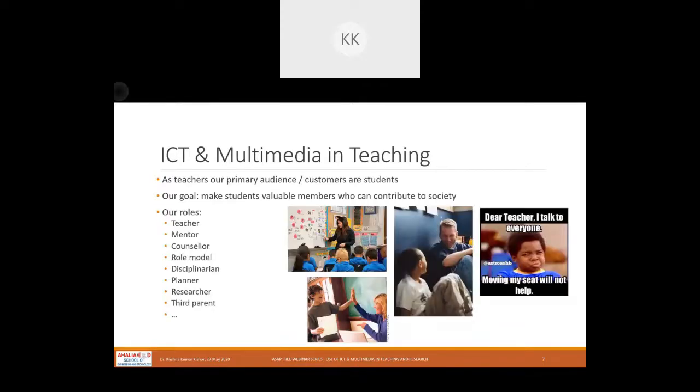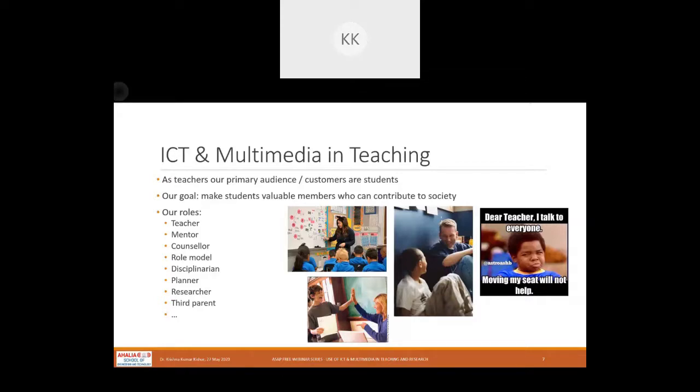And a teacher's role is varied. It's no longer simply teaching, and that's it, right? We have to be a mentor sometimes. We'll have to be a counselor at some points. We will have to be a role model sometimes, and all this requires understanding the student in a little bit more depth. So in that sense, the teachers have to go the extra mile.